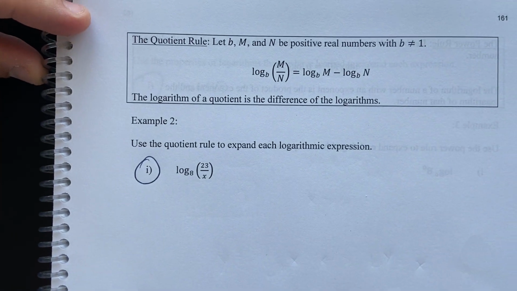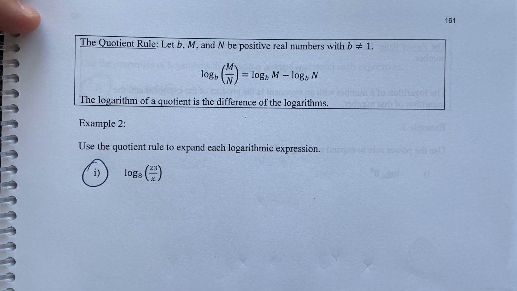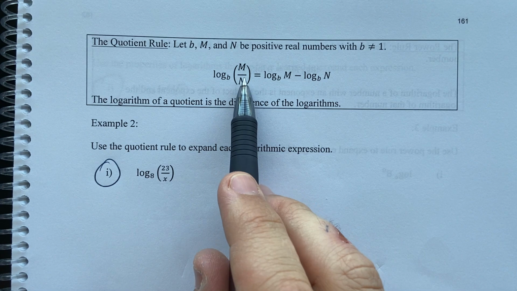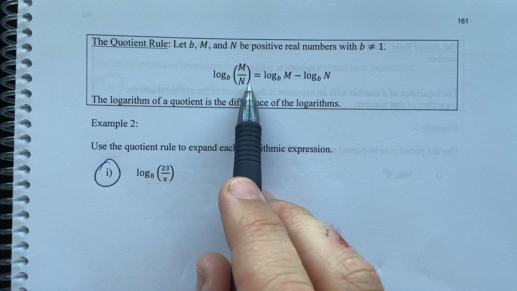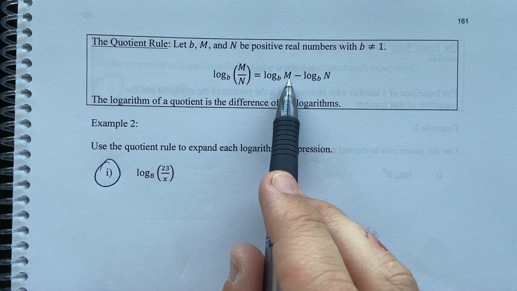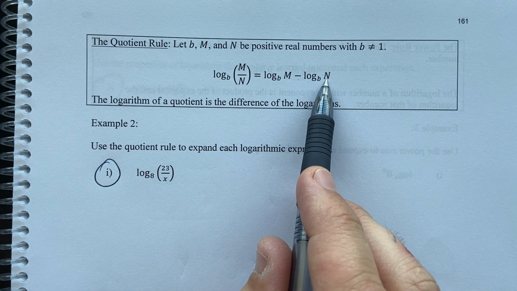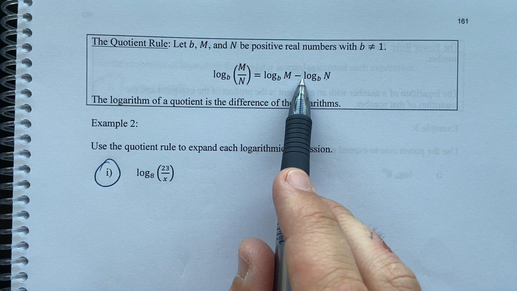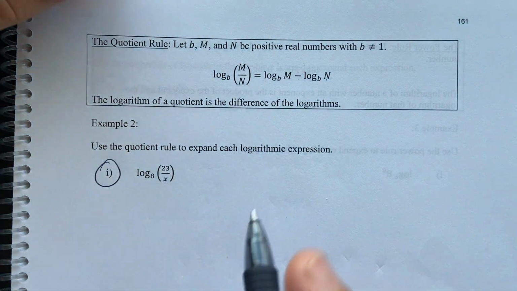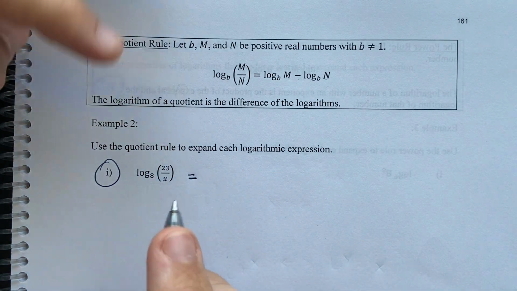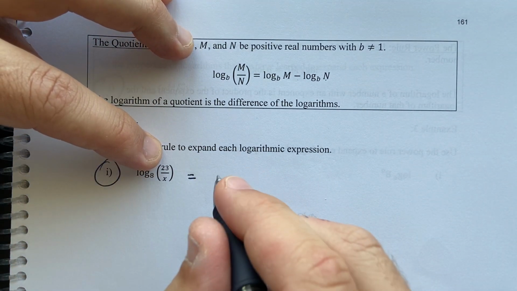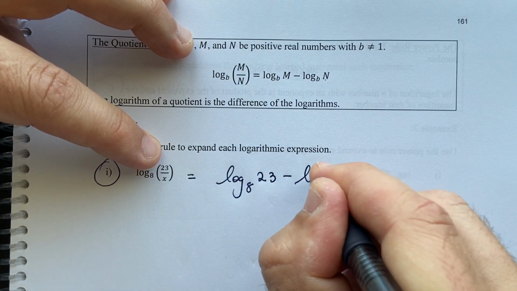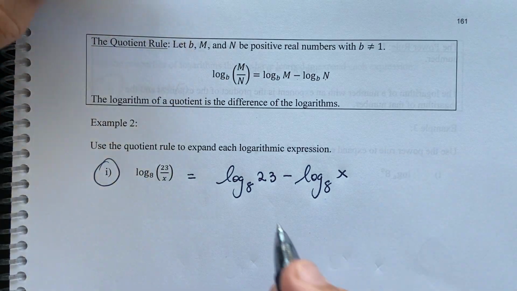There's another one. So this is the quotient rule for logarithms. So if you have log base b of a quotient, m divided by n, then this turns into log base b of m minus log base b of n. So the order matters there. We need to go upper minus the lower. So to apply this one, since I have 23 over x, I'll have log base 8 of 23 minus log base 8 of x.